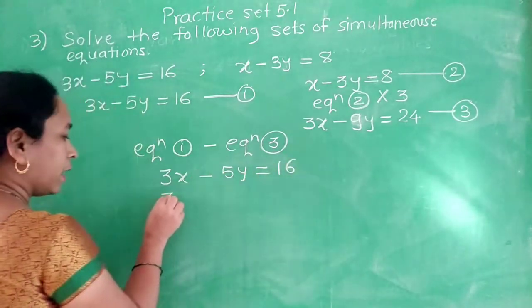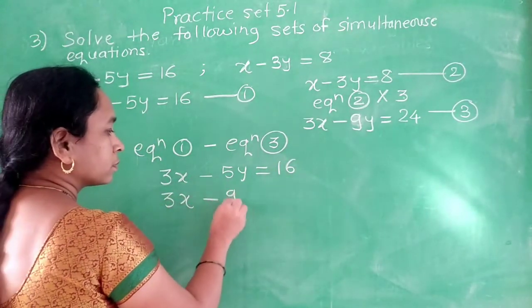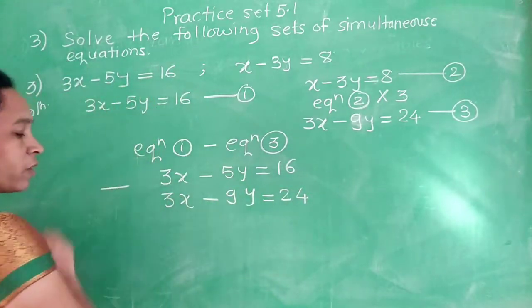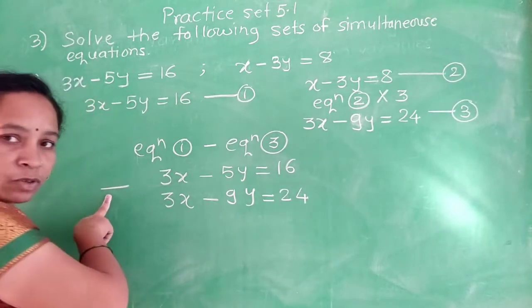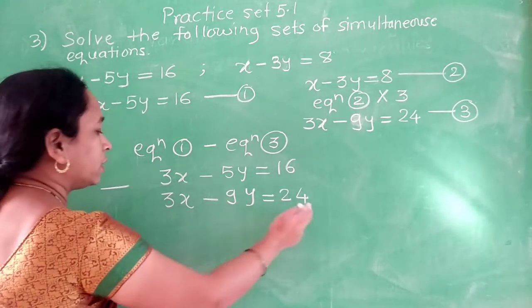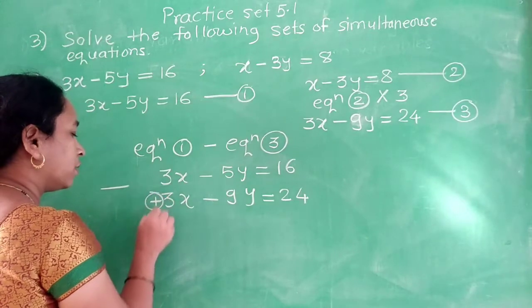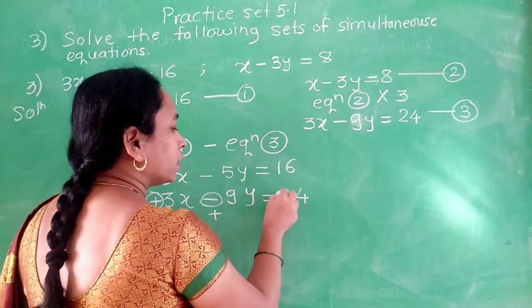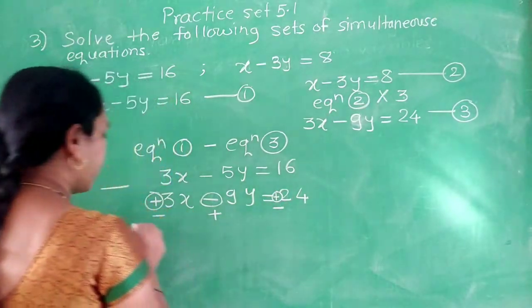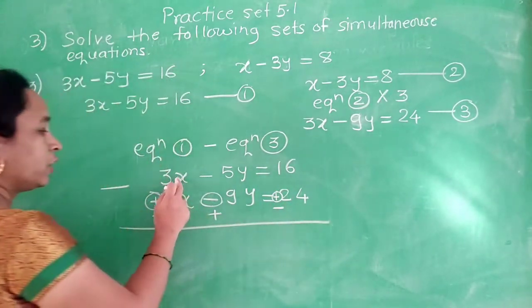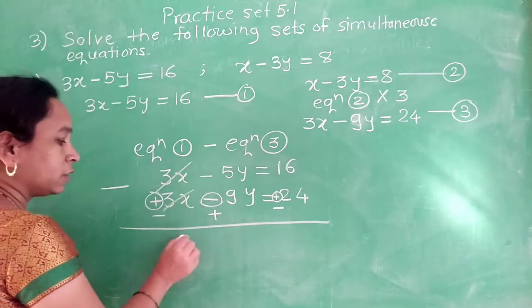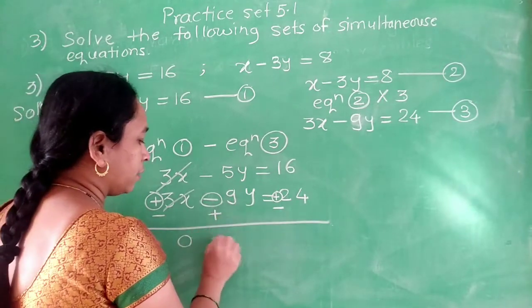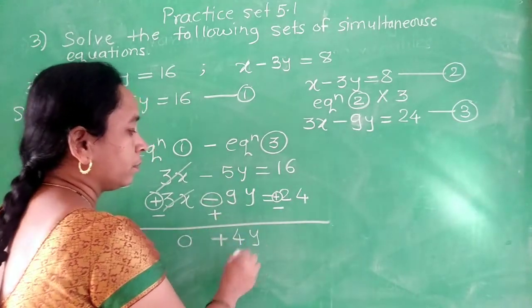The first equation I will write as it is. Second equation I will write below this. Here I have to subtract them. Because of this subtraction, the sign of every term will change. Here it is plus, it will change into minus. Minus will change into plus. Here there is a plus, so it will change into minus. 3x minus 3x will cancel, you will get 0. Minus 5 plus 9, the answer would be 4y.